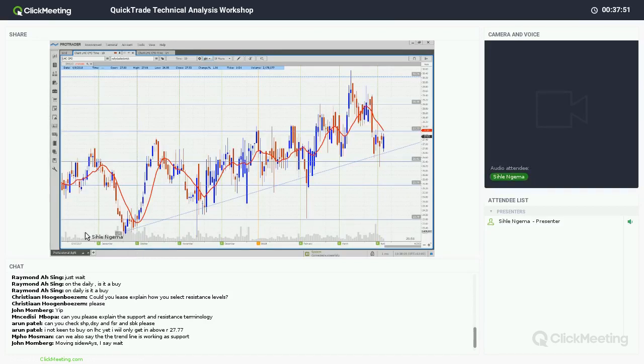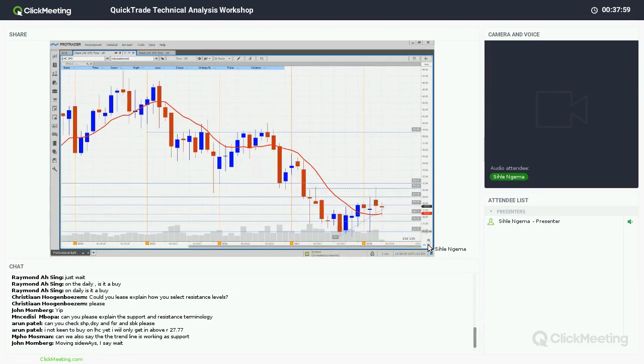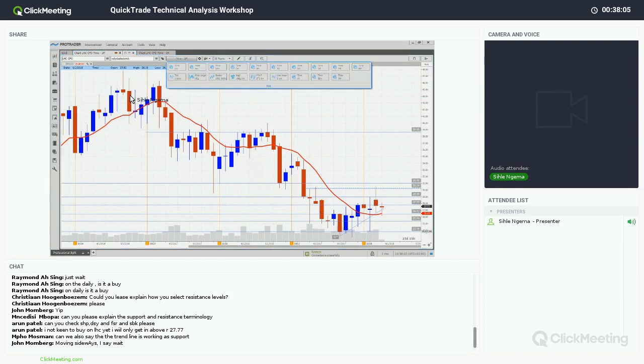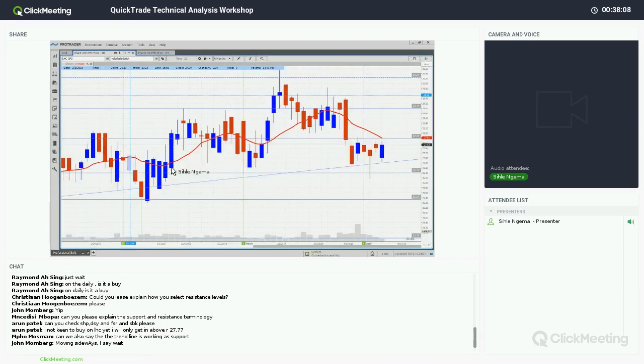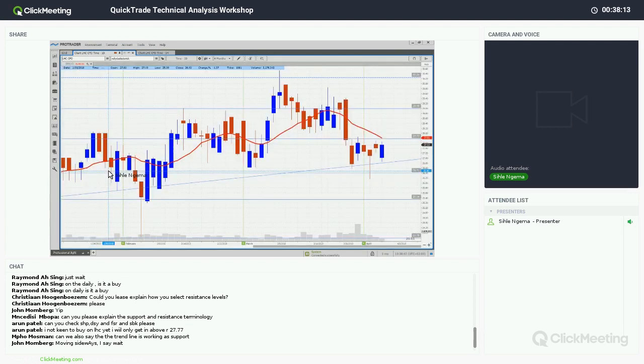When you look at your monthly, the price is above your monthly moving average, which is good, which means that you should look for possible buy opportunities. And right now we have our price still trading below the moving average. I think we should just stay calm and wait for the price to go above 27.77, above the moving average. Then we can go in and take a long. Don't know how much you can make there. You can work out your risk reward ratio to check whether you're gonna make money or not.